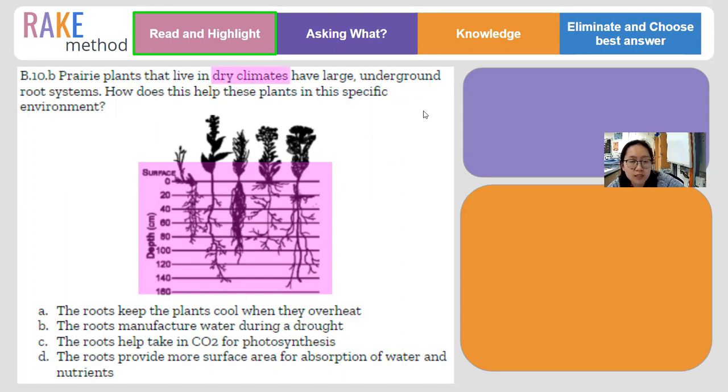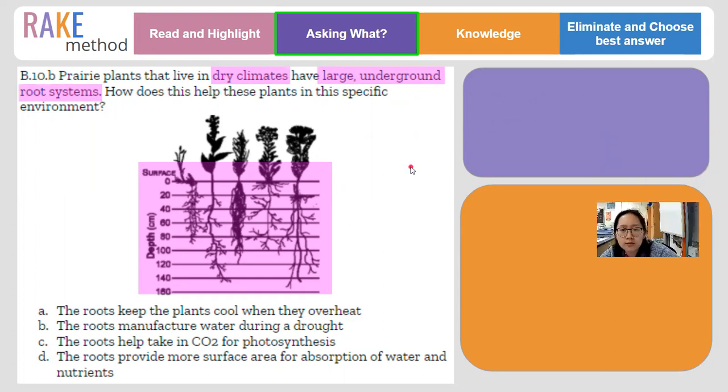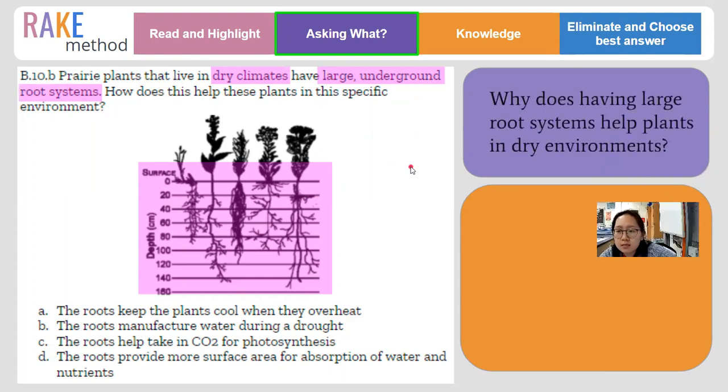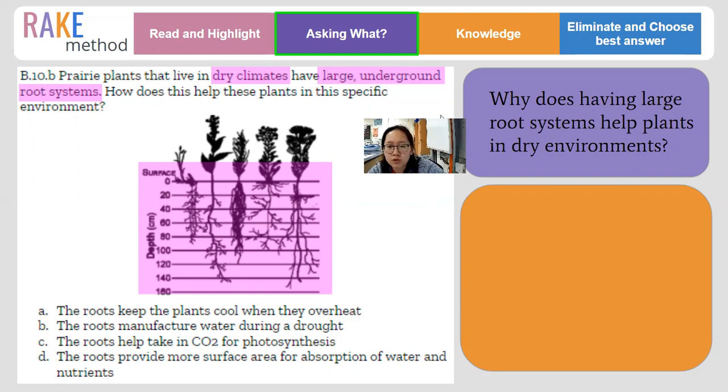So it's important to know that we're focusing on dry climates and that we're talking about large underground root systems. The diagram obviously is important as well because it's showing you the depth of the roots for certain plants. So now we're going to focus on what the question is asking, right? It's asking why does having large root systems help plants in dry environments? So we're rephrasing the question to make sure that we know exactly what we're trying to answer.